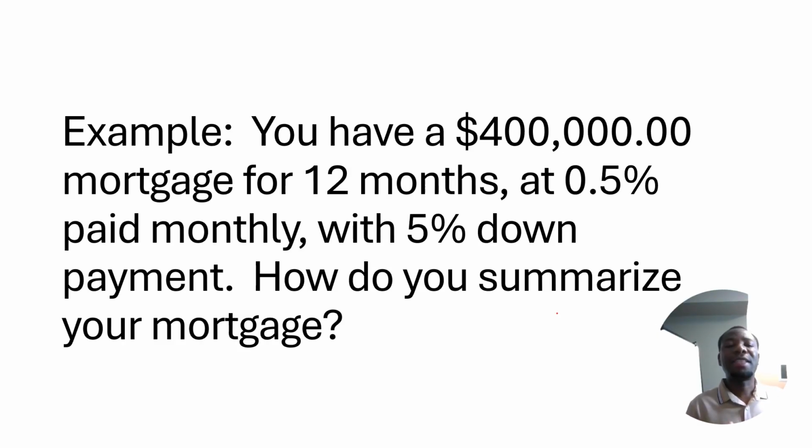Example: you have a 400,000 mortgage for 12 months, with 0.5% paid monthly. But on this particular mortgage, you put down 5% as a down payment. How do you summarize this mortgage?